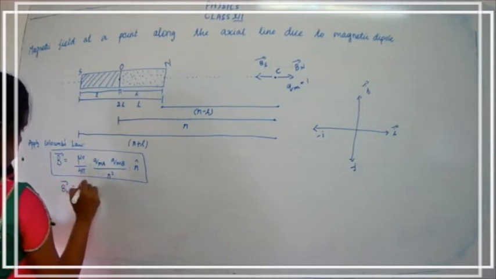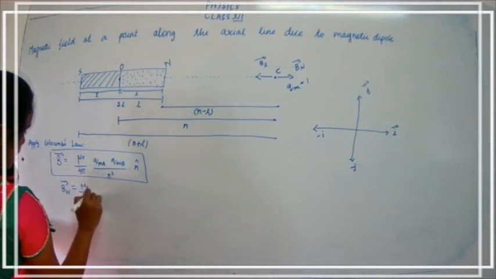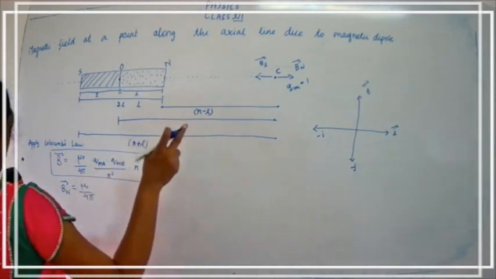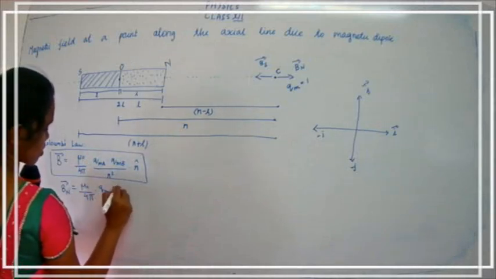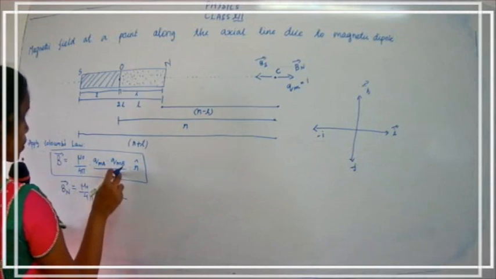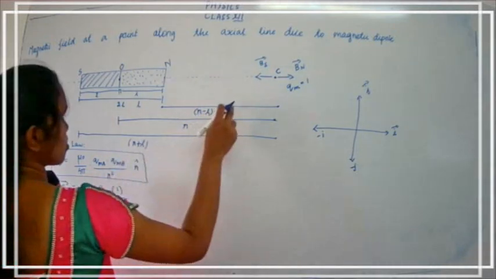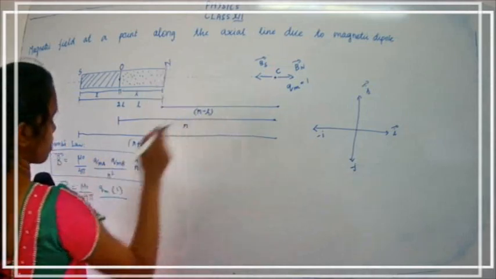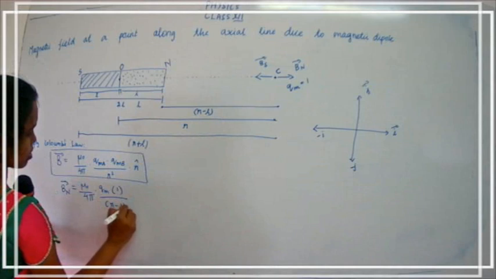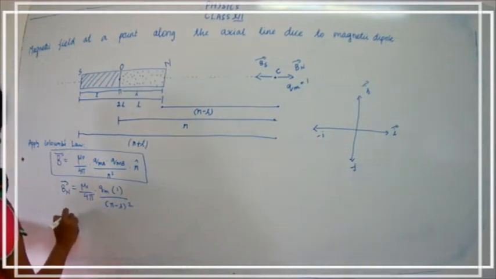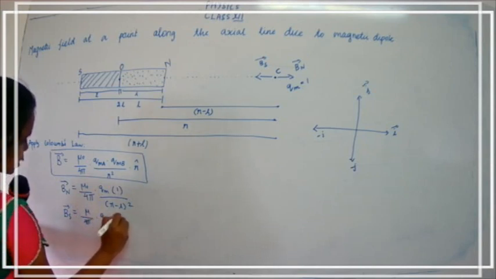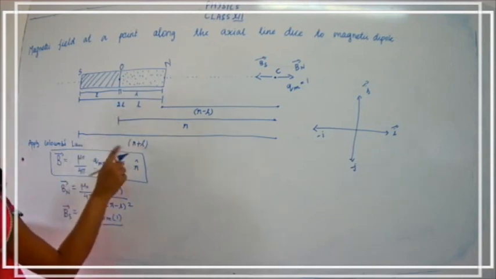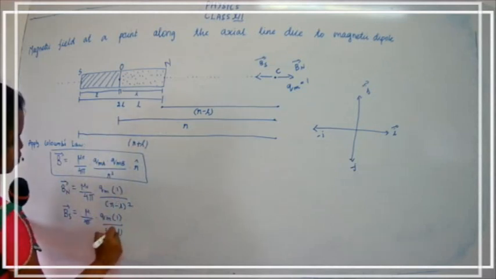Bn equal to mu naught by 4 pi, Qm, we take QmA as Qm and QmB also, into 1 by r square. But here what is the distance for N? For N it is r minus L, so r minus L the whole square. Now for the south pole, Bs equal to mu naught by 4 pi, here also Qm into 1 divided by r plus L the whole square.